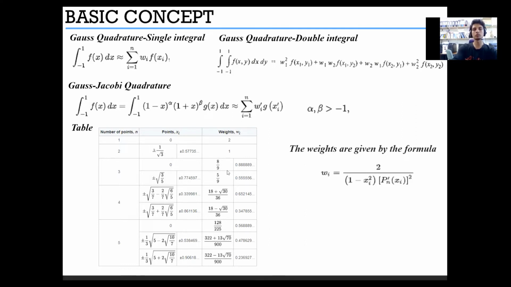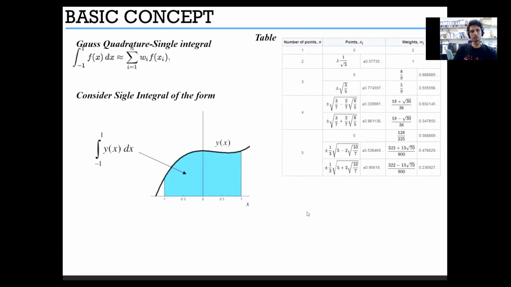This is quite boring, but let's get into the main topic. So for the Gauss quadrature single integral, this is the formula, and if you want to get the integral area here, then we need a function to define, which must be over -1 to 1. And what can we do for this integration?